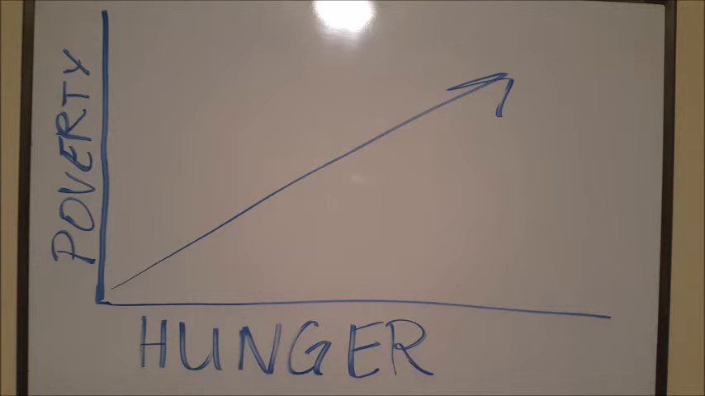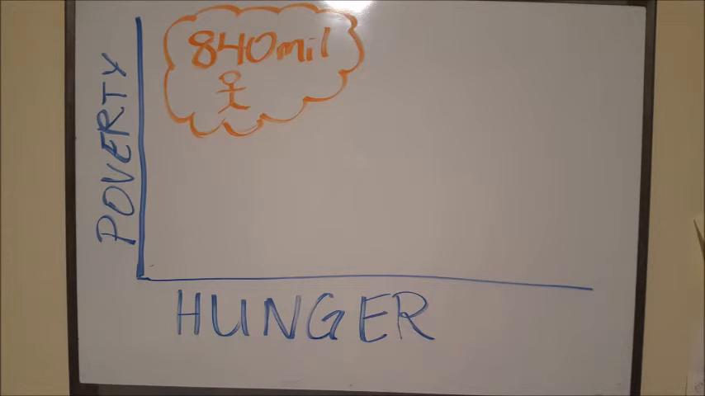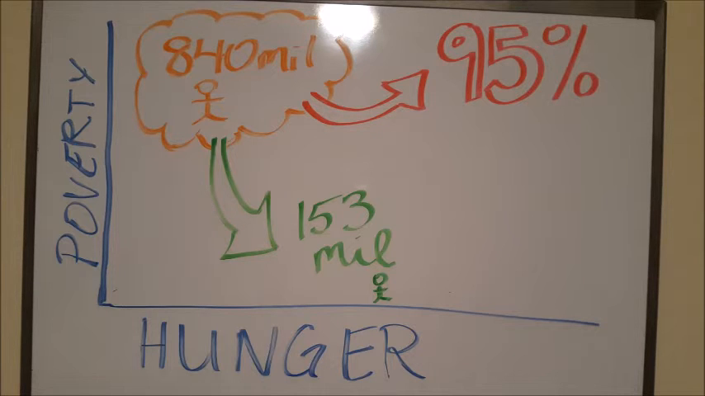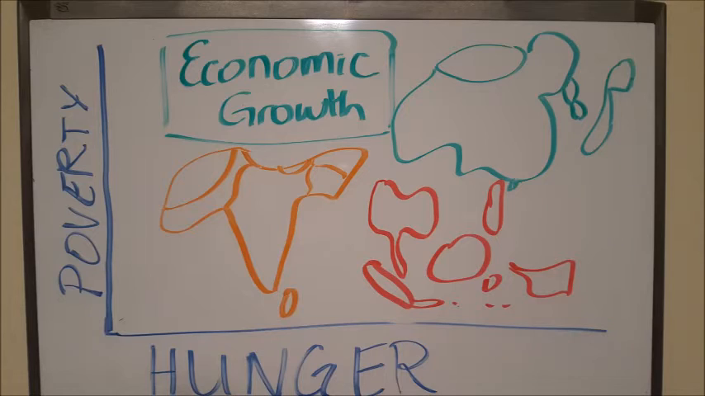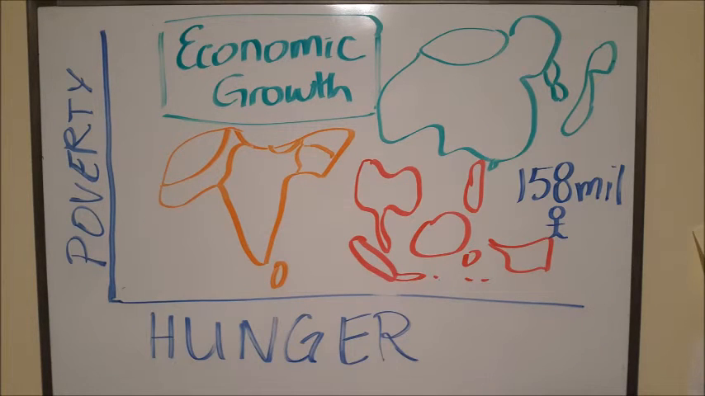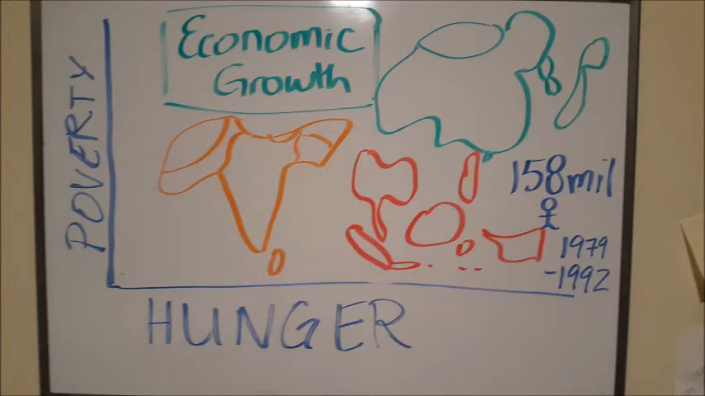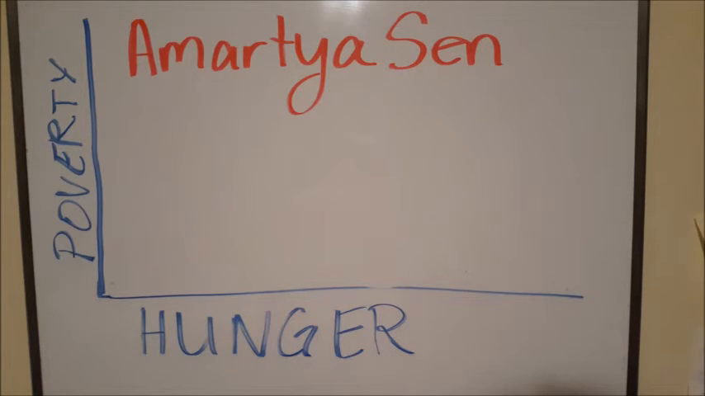So she used statistics like 840 million people are malnourished in the world today. 95% of those people live in the developing world, and 150 million of them are children under the age of 5. These are all coming from the UNDP. She also uses stats like economic growth in East, South, and Southeast Asia was largely responsible for 158 million people not being malnourished from 1979 to 1992. She also uses quotes from people, so it wasn't just a quantitative study. She called in Amartya Sen and used a quote from her stating that in order to fight hunger, you have to focus on the entitlement.